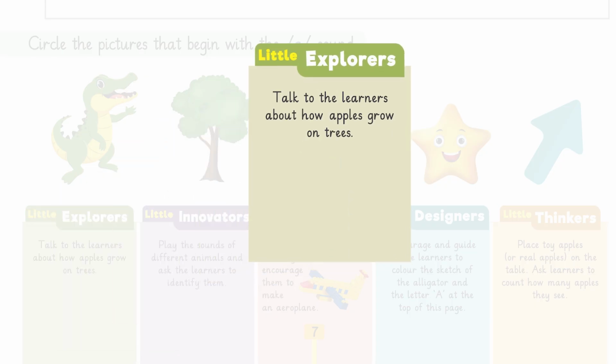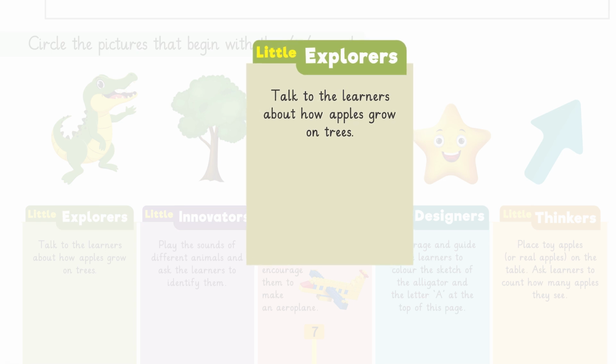Being little explorers. Talk to the learners about how apples grow on trees. So as you all know, apple is a vocabulary word for the letter A. So you are going to discuss how it grows on the tree.